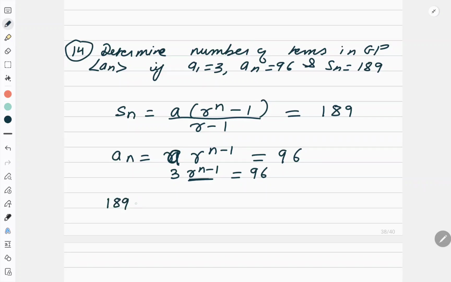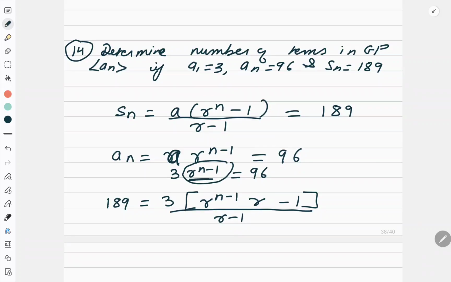See, 189 is equal to a, which is 3, and in place of r to the power n, I can write r to the power n minus 1 into r, minus 1, upon r minus 1. Now what is the value of r to the power n minus 1? It can be obtained from this relation, 96 by 3, which is equal to 32. Right? So I will substitute here.